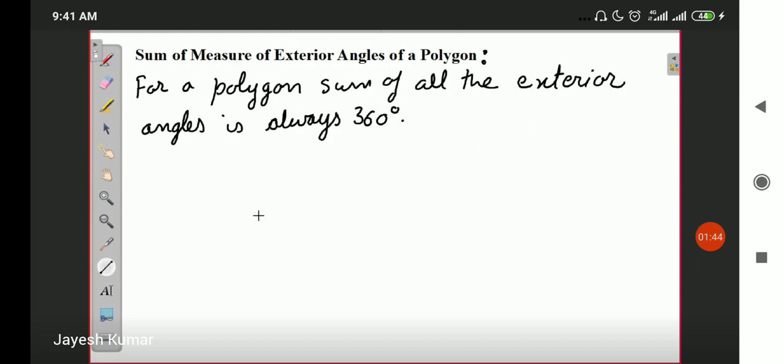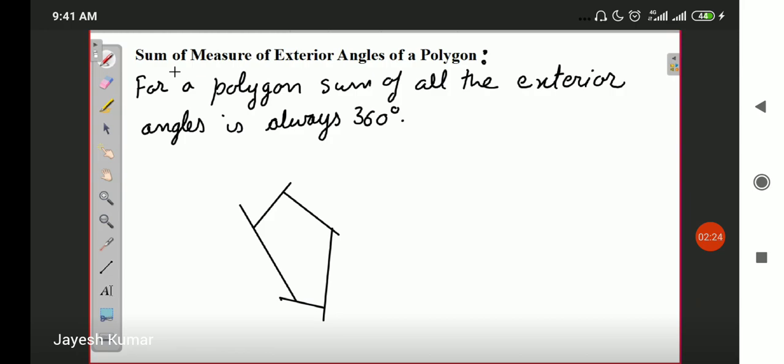How does it signify? See, suppose we have a pentagon. Okay, suppose you have a pentagon like this. This pentagon has 5 sides and there are total of 5 exterior angles.